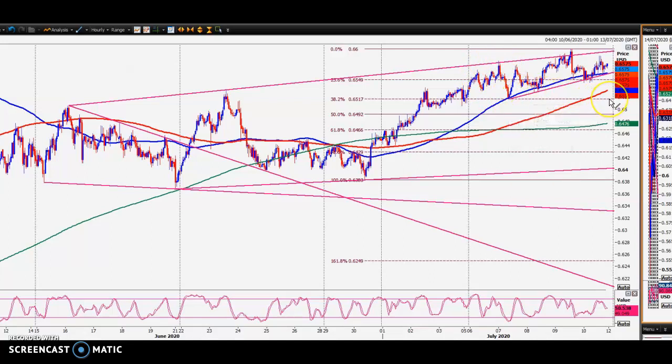So again, I would look for support around 65.20. In the very, very short term on the hourly chart, we've got some support at 65.60, 65.50. So watch that one, and 65.20.